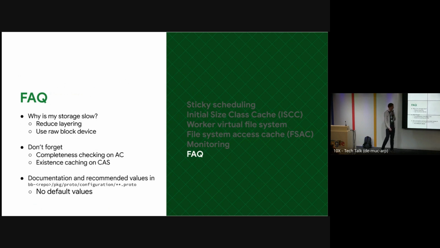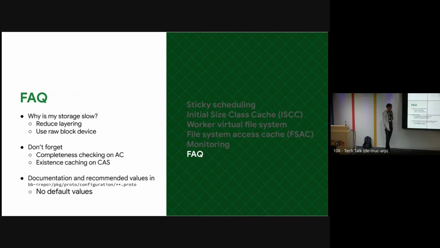A frequent question we get in the Slack community is, why is my storage slow? The usual answer is, you are layering your storage in some way. Basically, if you have your remote cache on a network disk, that will be slow. Put it on a local disk where you run the cache, then it gets faster. Use a raw block device and avoid layering a VM on top of Docker or the other way around. Avoid as many layers as possible, and then it will get fast.